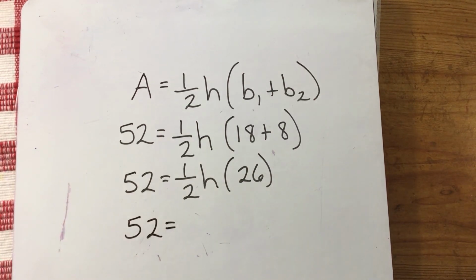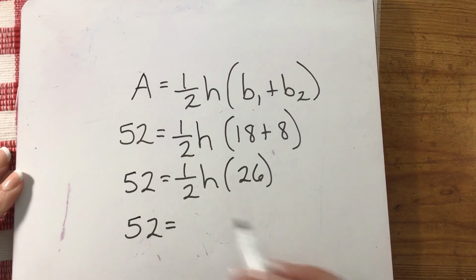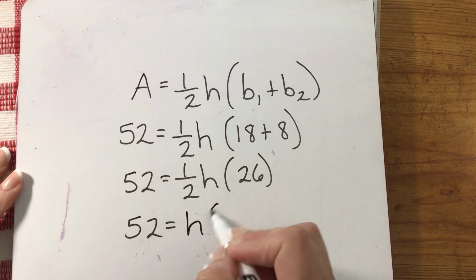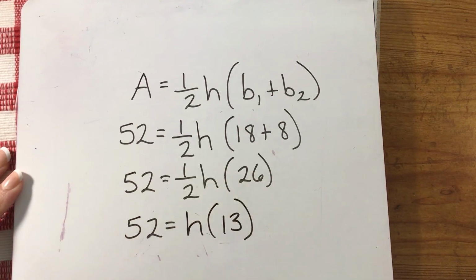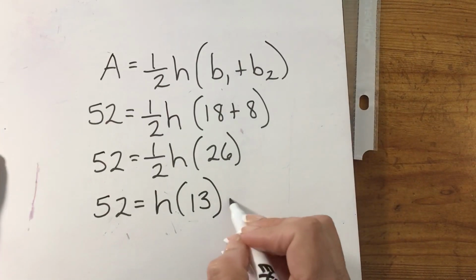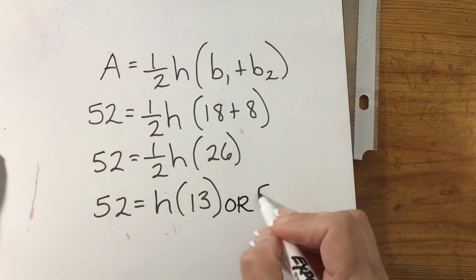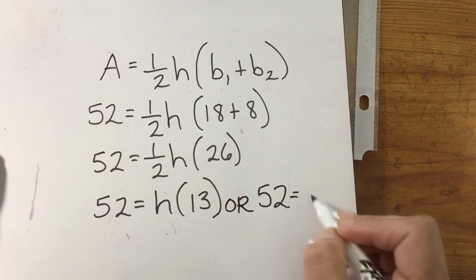Well, I can't take 1/2 of h because I have no idea what h is, but I can take half of 26. There are two different ways you can write this, guys. You can either write it like this, half of 26 is 13, or you can flip it around and write 52 equals 13h.